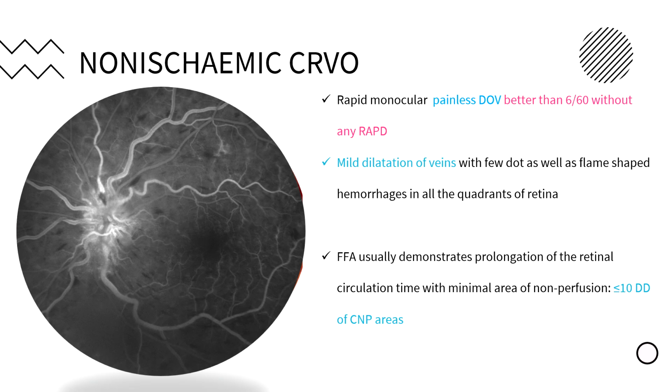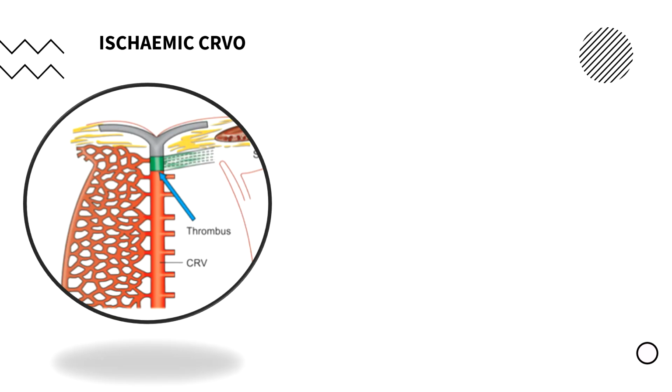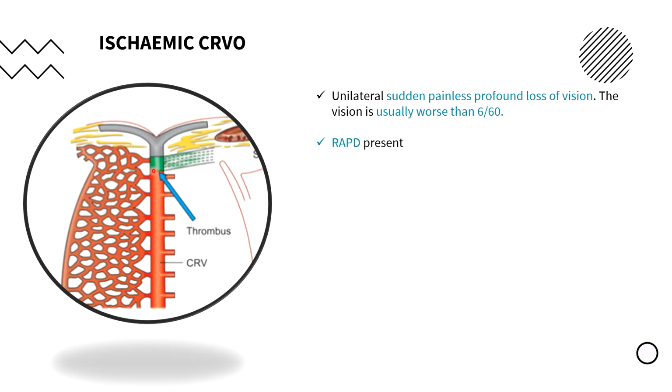FFA usually demonstrates prolongation of the retinal circulation time with minimal area of non-perfusion, that is less than 10 disc diameter of capillary non-perfusion area, and ERG is nearly normal. In ischemic CRVO, the occlusion occurs just at the lamina cribrosa region. It presents with unilateral sudden painless profound loss of vision, usually worse than 6/60.